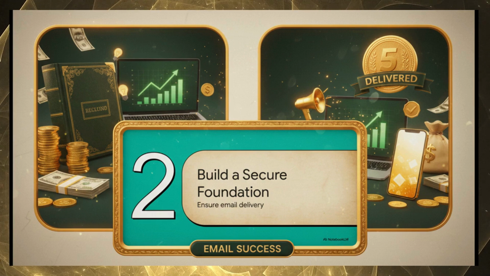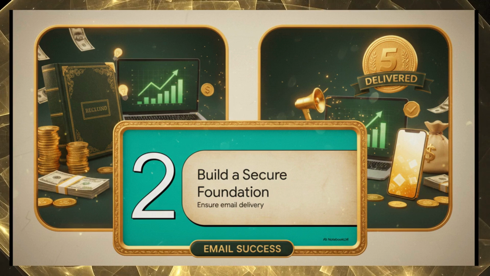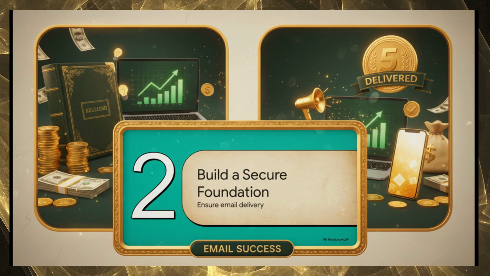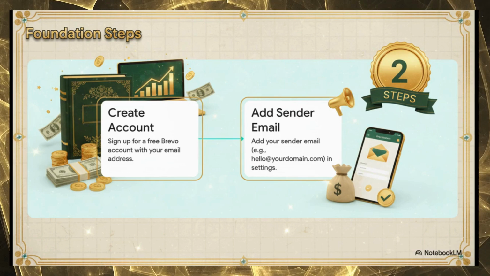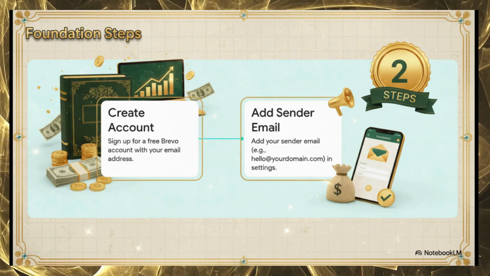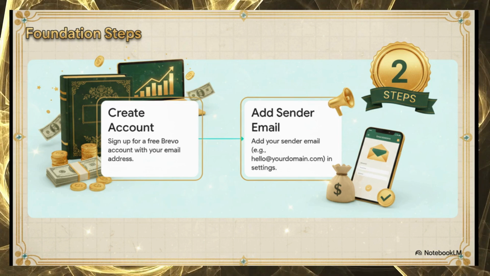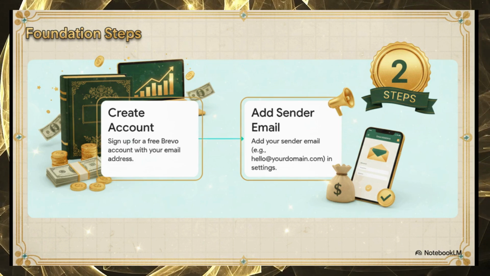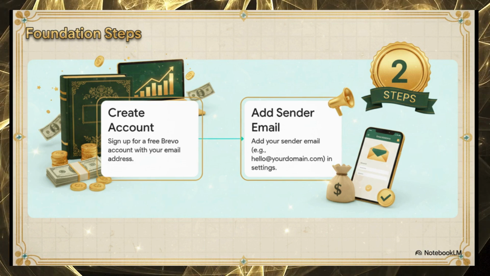This next part is absolutely critical, because this is what makes sure all the amazing emails you're about to write actually land in someone's inbox and not their spam folder. So, the first couple of bricks in our foundation are really straightforward. First step, just head over to Brevo and sign up for a free account. Super easy. Then, once you're in, you're going to pop into your settings and add your sender email. This just tells Brevo who the emails are from.